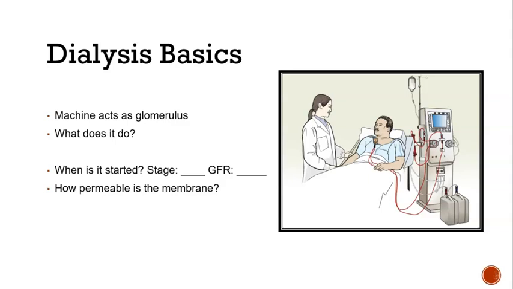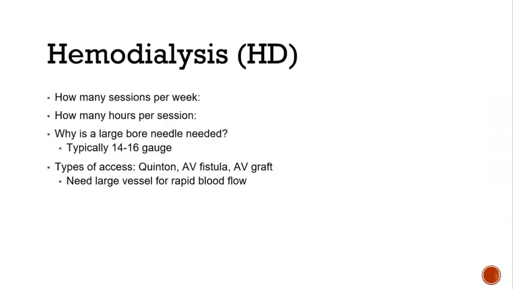The machine is doing all of the work that the kidney would normally do. So what does the machine do? It filters, regulates, and removes fluid, waste, and electrolytes, just like the kidneys would. We start this at CKD stage 5 when the GFR is less than 15. And this all happens with a semi-permeable membrane. Typically, patients will have 3 sessions of dialysis per week, and each session will last 4 hours.